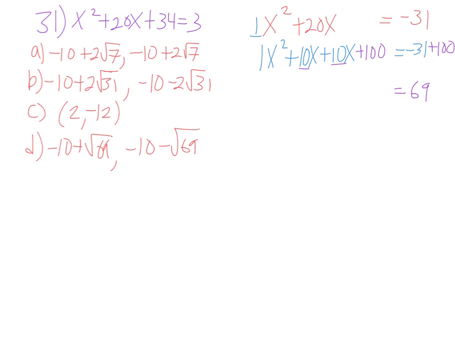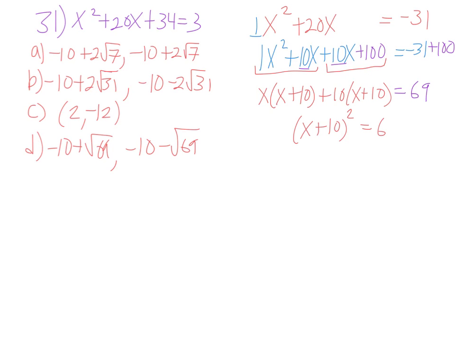The other side, we're going to factor. So we get an x out of the first two, and I've got x plus 10. We've got a 10 out of my next two, and an x plus 10. That leaves me with x plus 10 times x plus 10, or x plus 10 squared, is equal to 69. At this point, you might notice that the only one that has an answer that works with this setup is probably that last one.